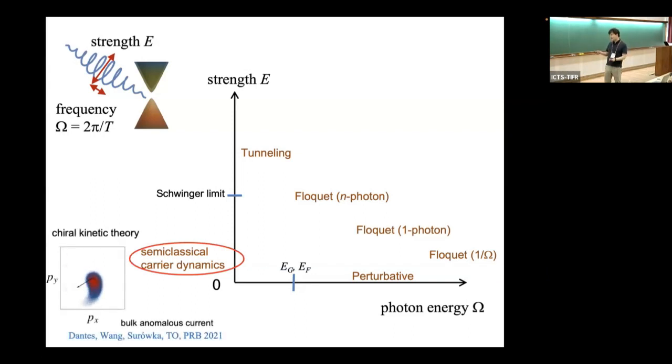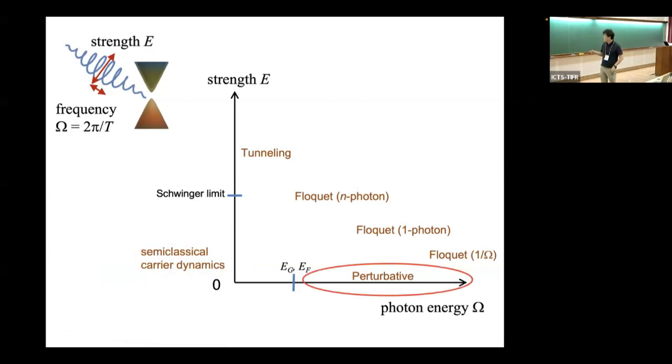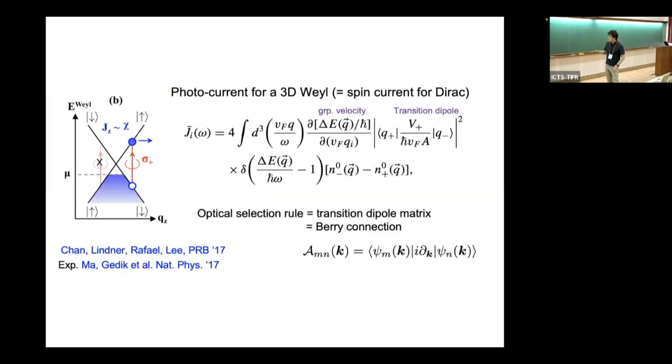As for the semi-classical, as I mentioned, if we have carriers in our material, the carriers will try to follow the electric field, and that motion will generate some anomalous current, as we know. It's kind of like a quantum Hall effect. But then in the perturbative regime, if you apply circularly polarized light to a 3D Dirac or Weyl system, actually this was already studied by these people a few years ago. And actually there was already an experiment at MIT about the photocurrent in three-dimensional Weyl systems.